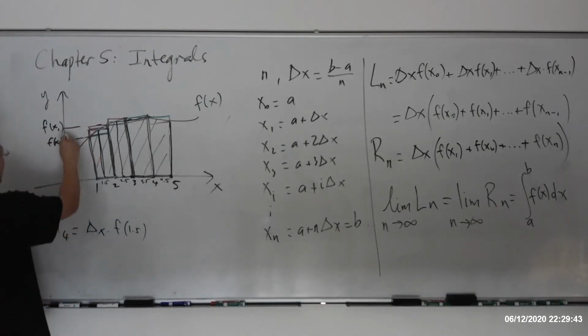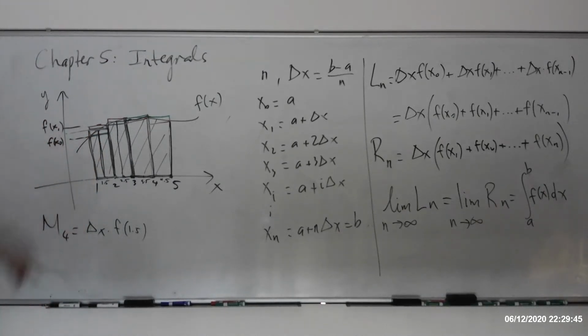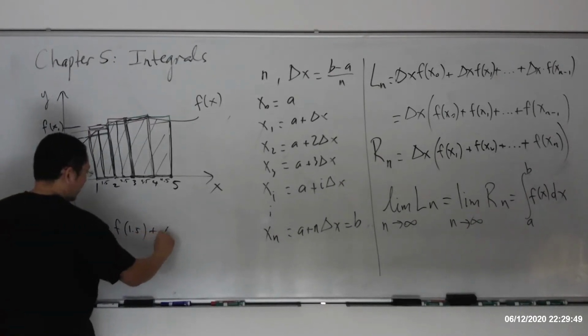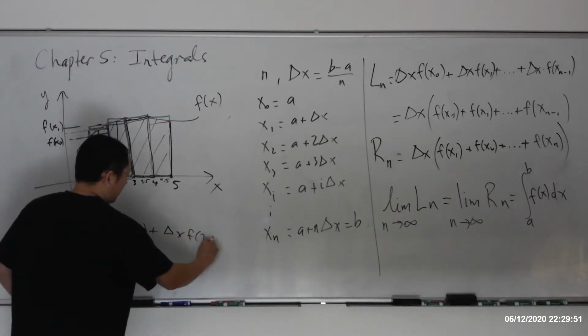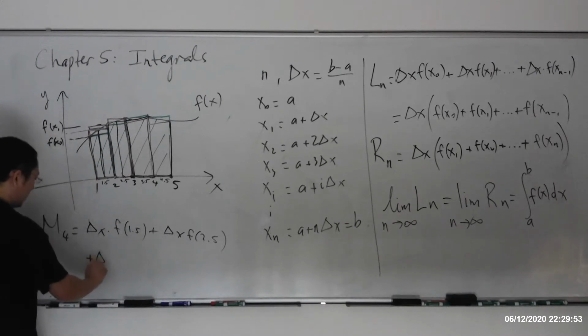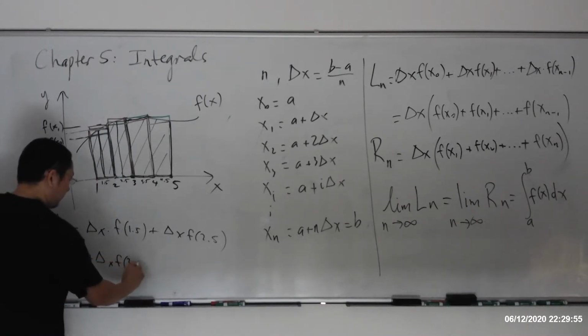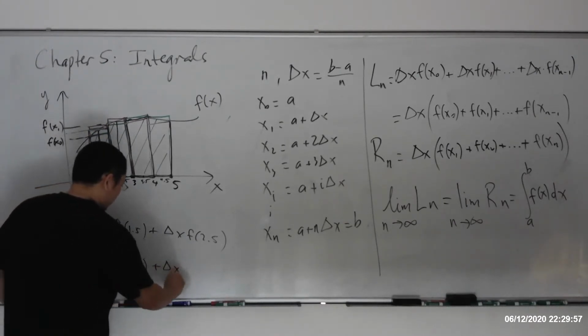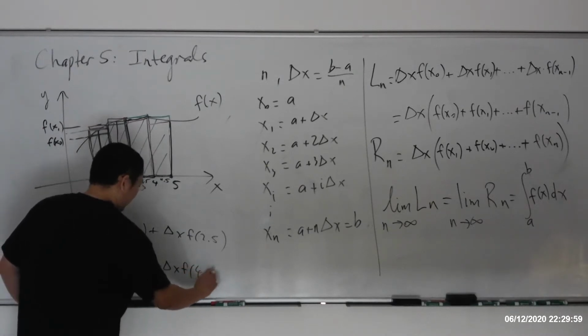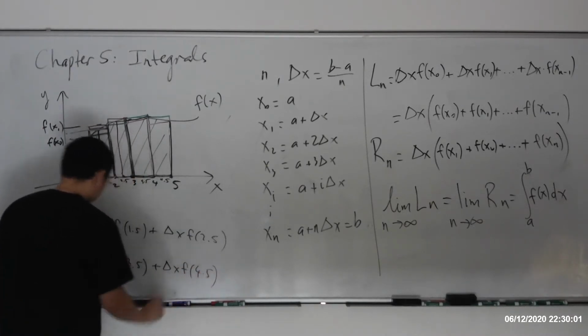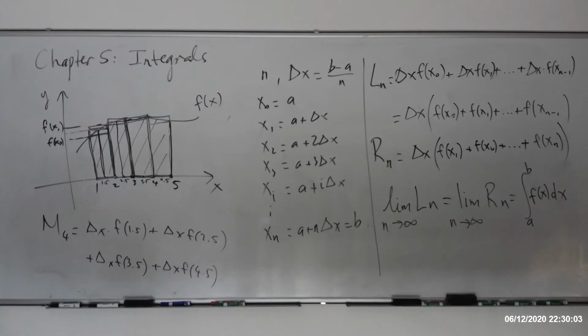Because it's the height, it's going to be somewhere between f1 and f0. Okay, and then plus delta x times f of 2.5, plus delta x times f of 3.5, plus delta x times f of 4.5. And then you have the approximation using the middle point of each interval instead of left or right.